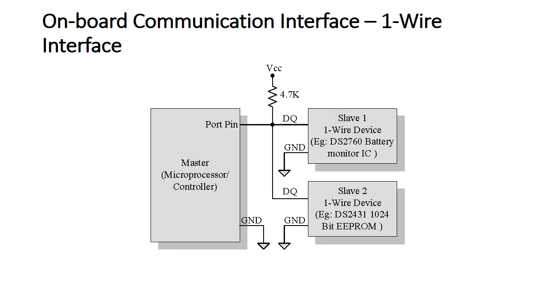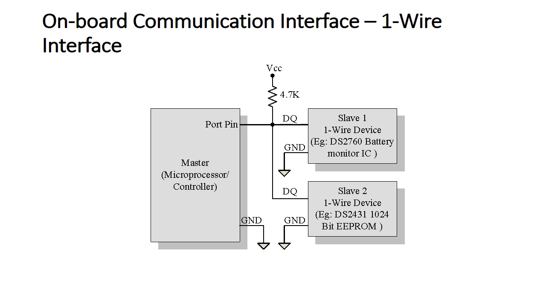So in this way, the master and the slave devices are connected through a one-wire interface. When it is one wire, it means the master and the slave are connected through a single line or single pin. The master is always a microcontroller or processor. The slave can be a battery monitor IC or an EEPROM memory.